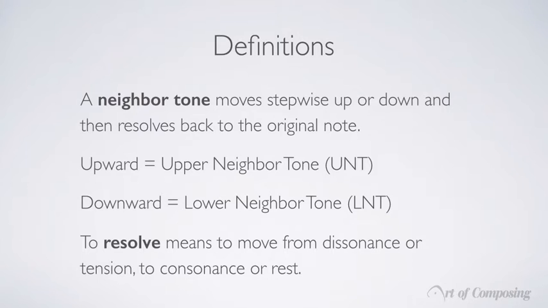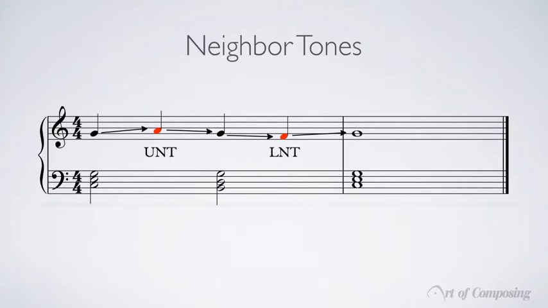So in this case, after the first G, we would move up to an A, and then we could go back down to the G. Because it's a neighbor tone, it resolves back down to the chord tone. And then from here, we've got a neighbor tone that moves down to the F, and then back up to the G. And then this F is the lower neighbor tone. So it sounds like this.